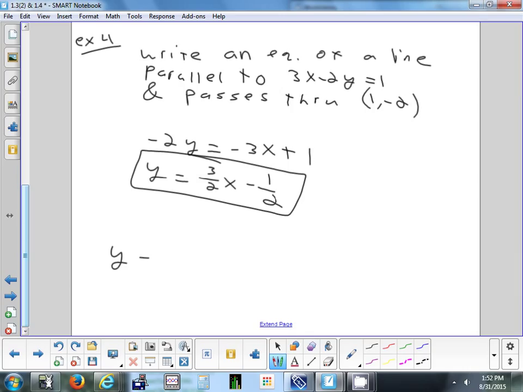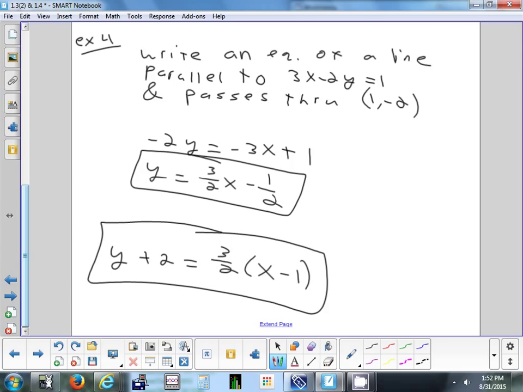y minus y1 equals m times x minus x1. There's your equation. I just had to figure out the slope. That's all I needed. If I wanted to distribute it and then -2, I could do it. Now, if I was looking for a line that was perpendicular, what's the opposite reciprocal of 3 over 2? That's the reciprocal. -2 over 3. I would use that instead, if I wanted perpendicular.